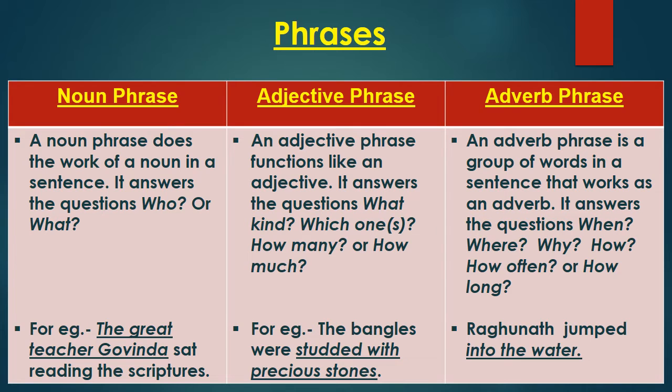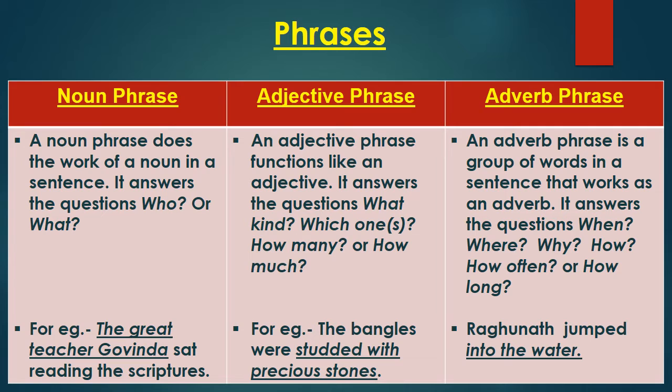Next one is adjective phrase. If a group of words does the work of an adjective, it is an adjective phrase. It answers the questions what kind, which one, how many, or how much. All of you know what an adjective is. An adjective qualifies a noun. So, if any phrase, any group of words does the work of an adjective in that sentence, it is called an adjective phrase. See the example.